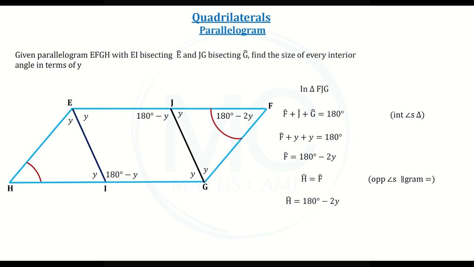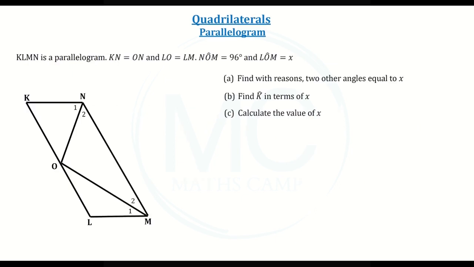I'd like to do one more example. KLMN is a parallelogram. KN is equal to ON and LO is equal to LM. Angle NOM is 96 degrees and angle LOM is equal to x. A, find with reasons two other angles equal to x. B, find angle K in terms of x. And C, calculate the value of x.